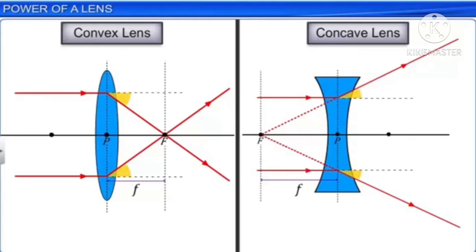The physical quantity that is a measure of the convergence or divergence of light introduced by a lens is called its optical power. The optical power of a lens is defined as the tangent of the angle by which it converges or diverges a beam of light falling at a unit distance from the optical center.